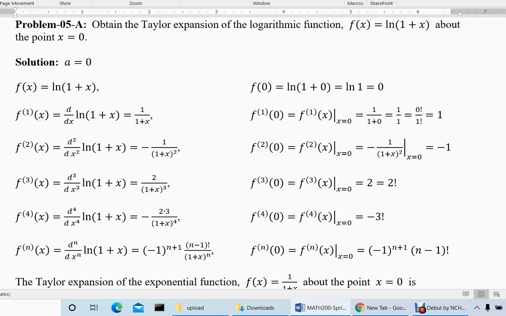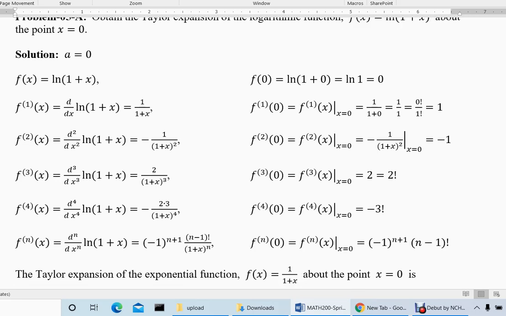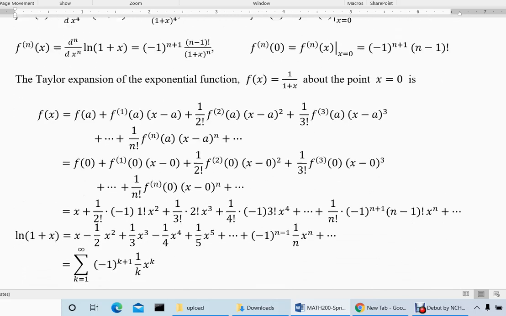These derivatives are similar to the ones which we have done in the previous question. Only thing is their numbering will be different. Now f of 0 is ln 1, which is 0. The first derivative is 1, the second derivative is minus 1, the third derivative is 2 factorial, the fourth derivative is minus 3 factorial. It goes on like that.